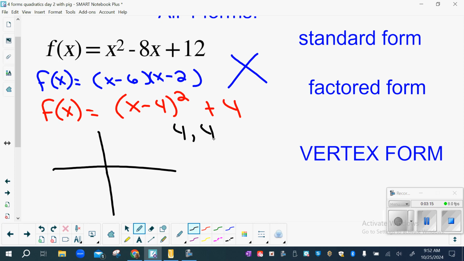Sorry, did I make a mistake? I feel like I made a mistake somewhere. Is that supposed to be plus 4 right now? There we go. I knew that. Phew. This whole time, no one said anything. 4 and negative 4. So we're going to go over 4, down 4.